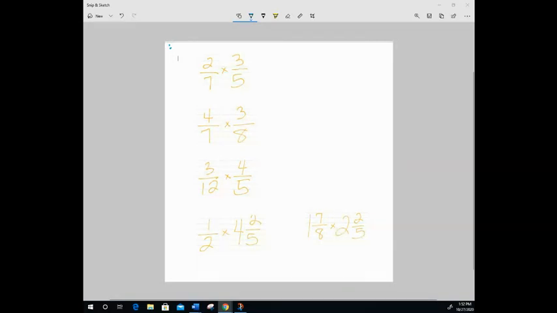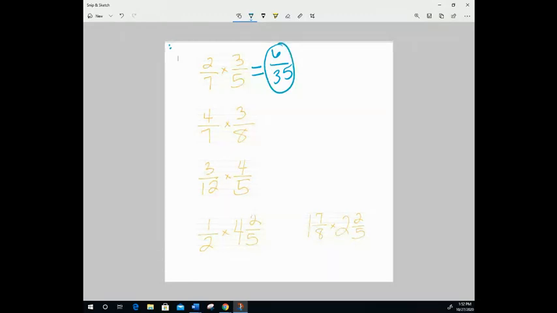So now we're just going to multiply straight across. Numerator times numerator and then denominator times denominator. 2 times 3 is 6. And 7 times 5 is 35. So my answer would be 6 over 35.